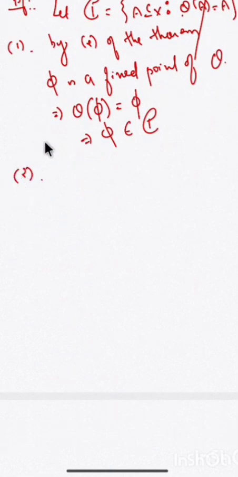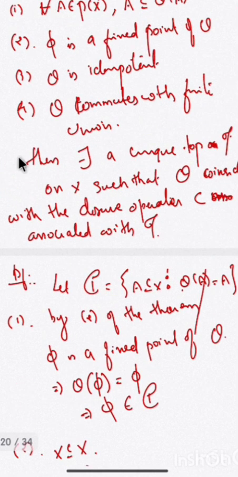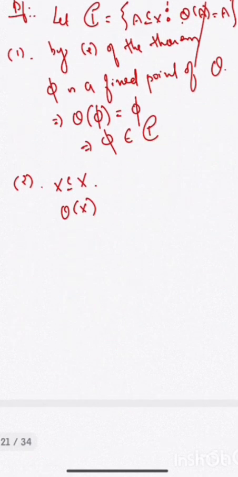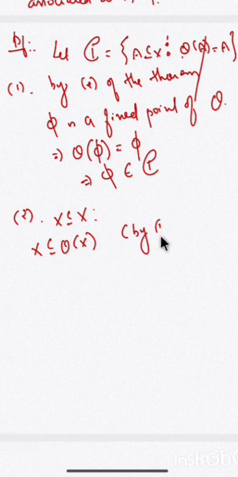Now, we know that X is a subset of capital X. Correct? And what will be theta of X? We have been given the first property of theta, which says that for every A belonging to P of X, that is, for every subset A of X, A will be contained in theta of A. So since X is a subset of X, X will be contained in theta of X. This is by property 1.